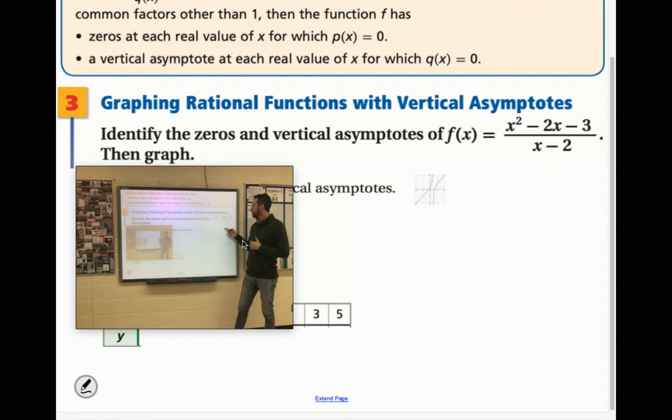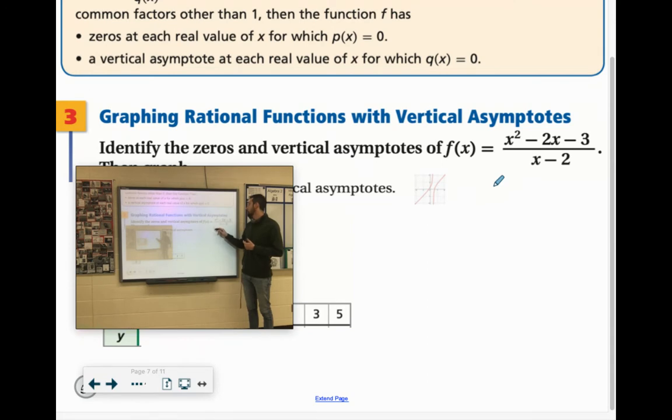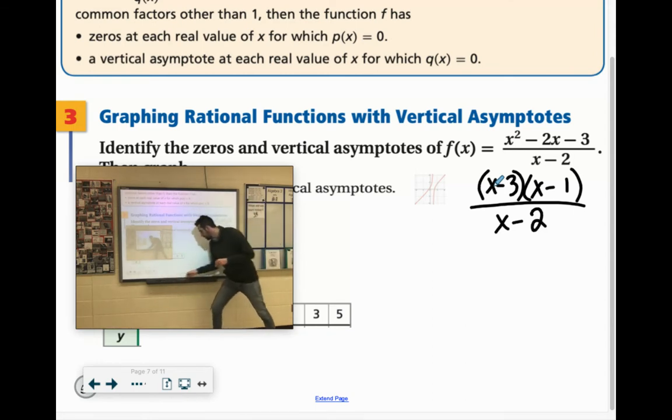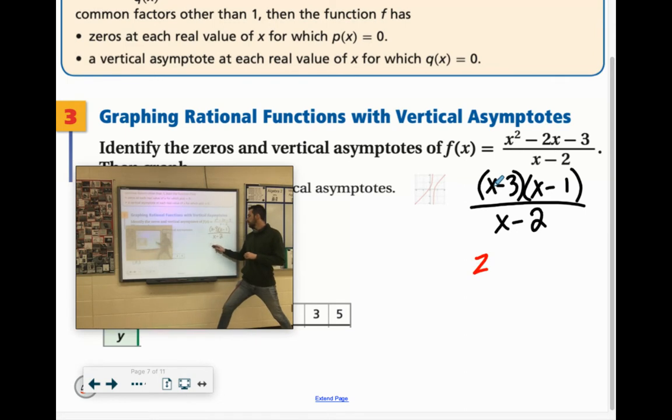So if we were to factor this, factors of negative 3 that add up to negative 2 would be negative 3 and positive 1. So that would factor into x minus 3 times x minus 1. The denominator is x minus 2. So the zeros in this case, or the intercepts, remember, are the numerator stuff.